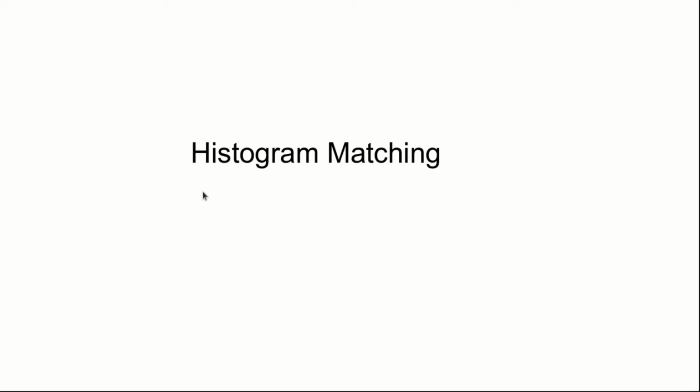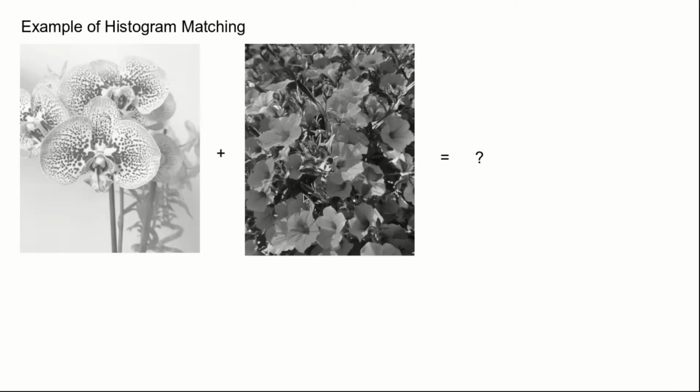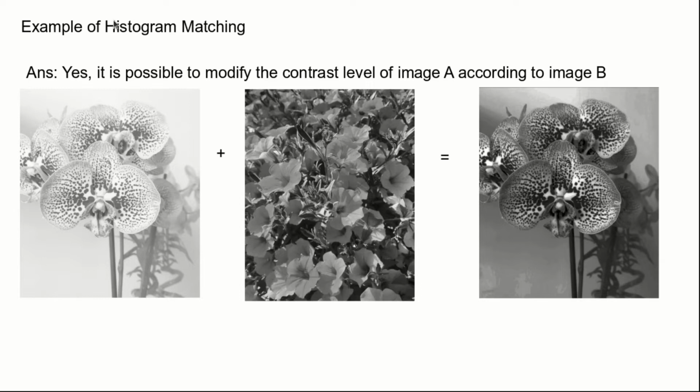Everyone, today's topic is histogram matching. Before moving further, let me ask you one question. Assume we have two images A and B, and each has its specific histogram. Is it possible to modify the contrast level of image A according to image B? Let's see the solution for it.